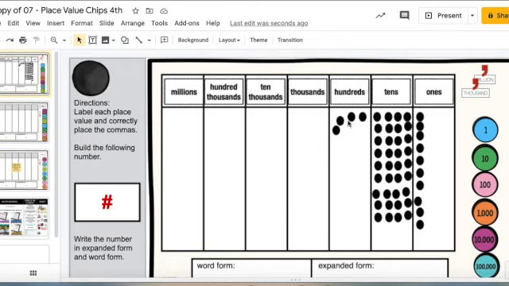But what if I have 7 hundreds? How many thousands do you think I would end up with if I had 7 hundreds right here?